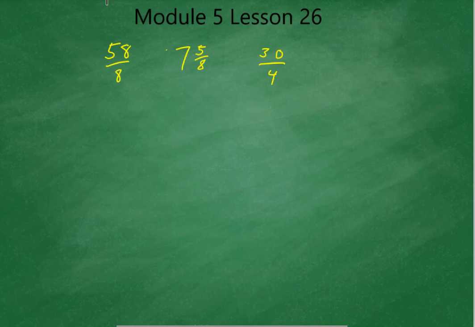Well, we have a mixed number and 2 fractions here, 2 fractions greater than 1. And we want to order these on a number line. Well, how are you going to do that? We'll pause the video and see.